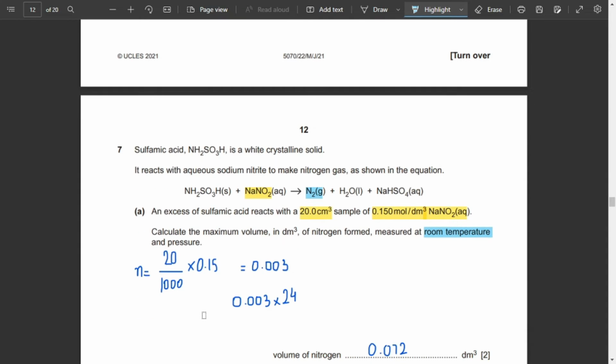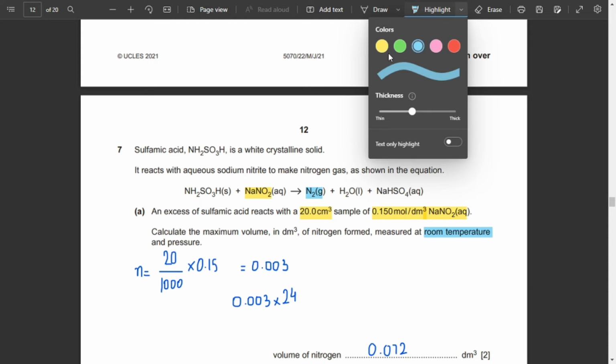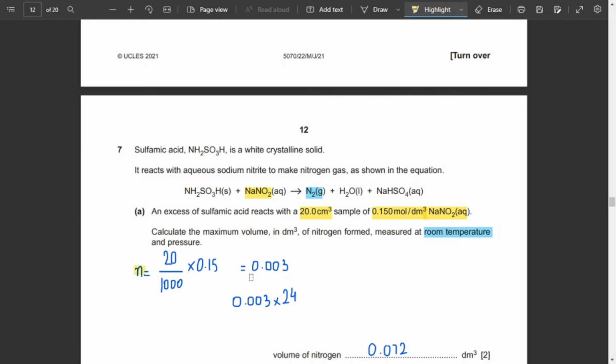Now what I have done over here is I found the moles using the formula, n = C × V. Why did I divide by 1000? Because this is in cm cube and we are supposed to find in dm cube. That is why 20 divided by 1000, which gives me an answer of 0.003. Now this is, if you see, sulfamic acid. Alright, this is the moles for sulfamic acid. However, 0.003, since it is in the ratio of 1:1, the number of moles will be the same for nitrogen too. Remember, this only and mainly applies to moles.